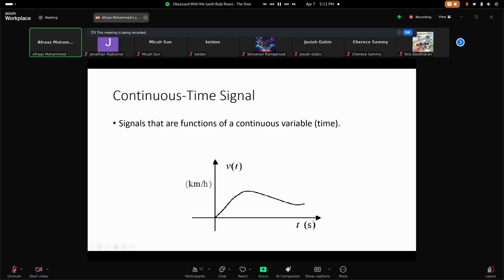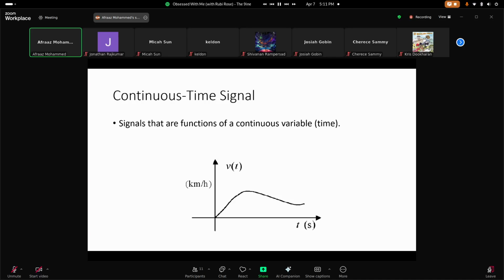Okay, so first one, and this is just to formalize the definition, right? A continuous time signal. Signals are data functions of continuous variables. Time is a continuous variable, so these are generally regarded as continuous time signals, right? Most of the signals are some function of time.